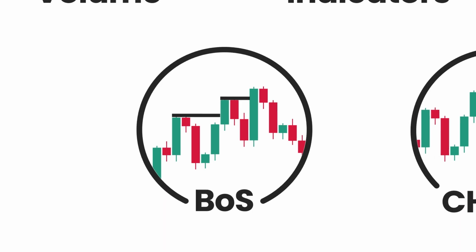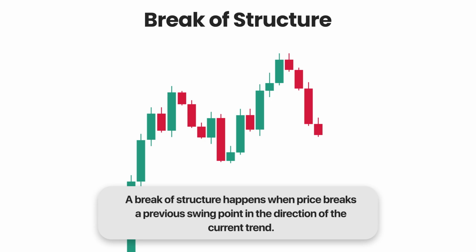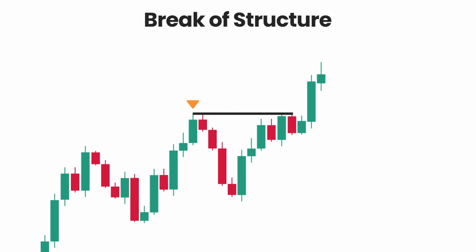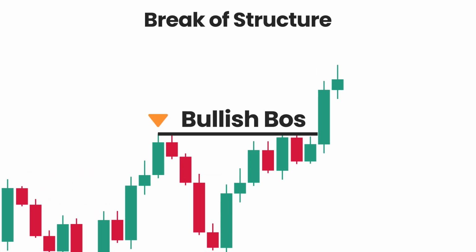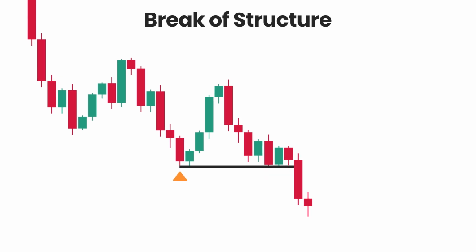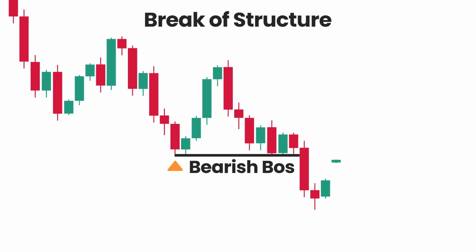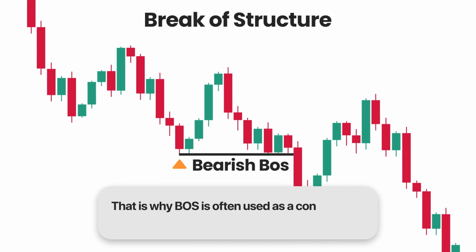Break of structure. A break of structure happens when price breaks a previous swing point in the direction of the current trend. For example, in a bullish market, if price breaks above the previous high, that can be considered a bullish break of structure. In a bearish market, when price breaks below the previous low, that is considered a bearish break of structure. This tells traders that the trend may still be continuing. That is why break of structure is often used as a confirmation of trend continuation.